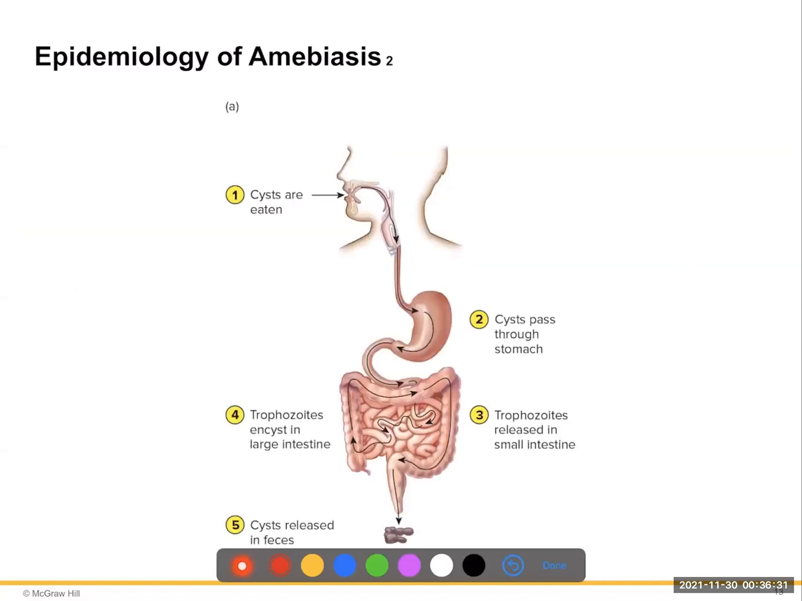Again, the same picture we just had. It shows each one goes to the cyst form. Then inside the small intestine and large intestine, trophozoites are released, and then they start to feed and multiply.